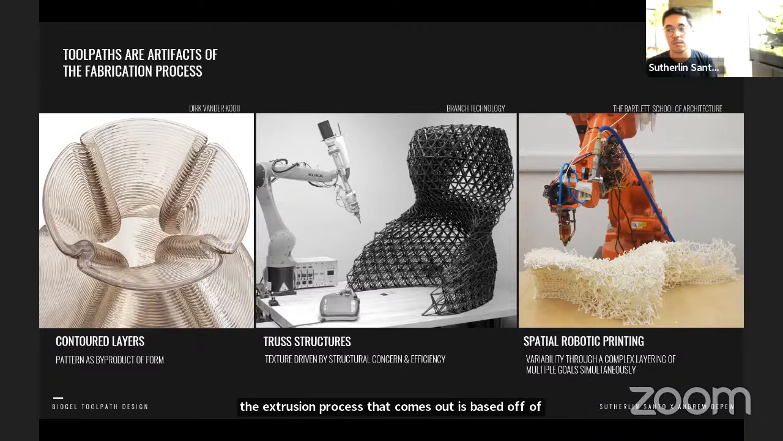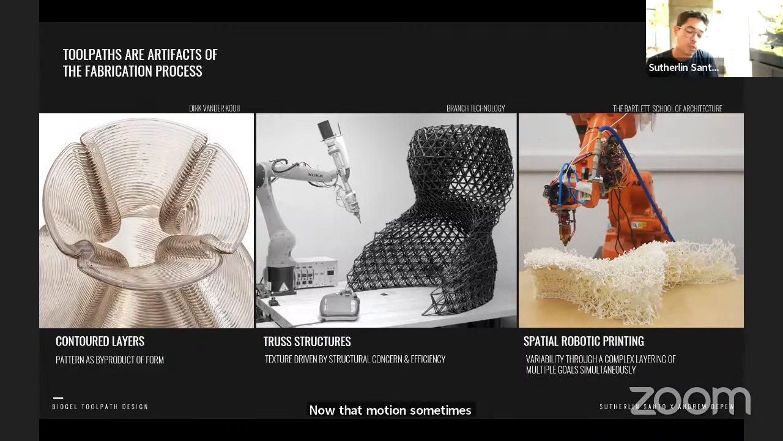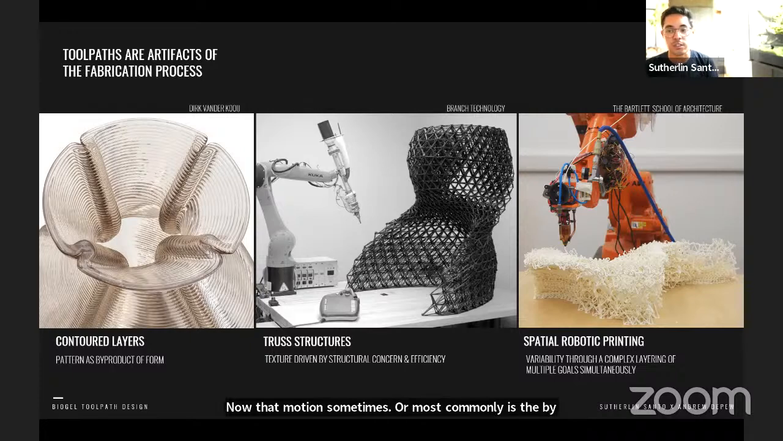Now that motion, most commonly, is the byproduct of using third-party software that would slice up a 3-dimensional object into contour layers. And that is primarily the method that your desktop 3D printers are going to use, and primarily the method by which most G-code based toolpaths would be made. Now, it's very convenient and it works really well. And the finer the resolution, the less we're going to be seeing these horizontal contours.